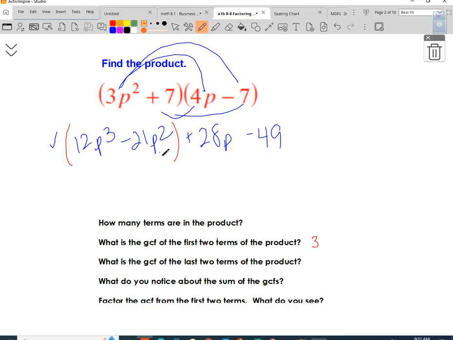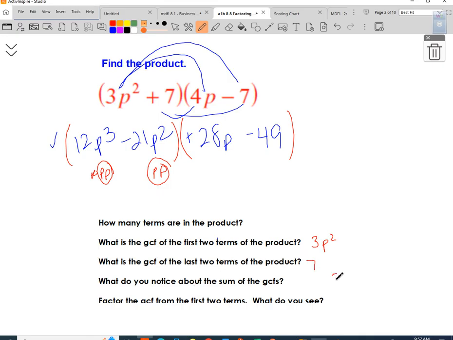What about for the variable part? p cubed and p squared. Well, they both have p, but don't they both have p squared as well? Yes, we get the most p's that they both have. This one has 3 p's, and this one has 2 p's. They both have 2 p's, so p squared is the greatest common factor. Make sense? Now what's the greatest common factor of the last 2 terms? What's the greatest common factor of 28 and 49? 7. And there's a variable here but not there, so 7 is the greatest common factor.